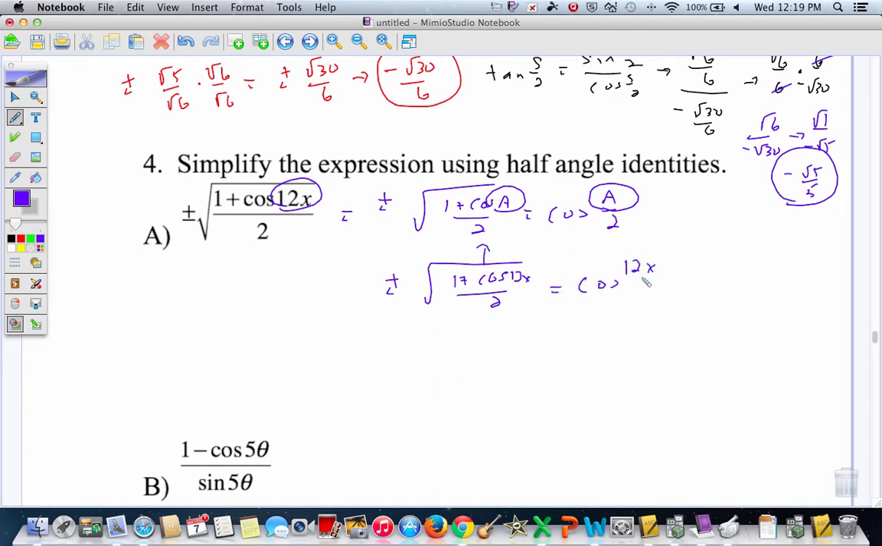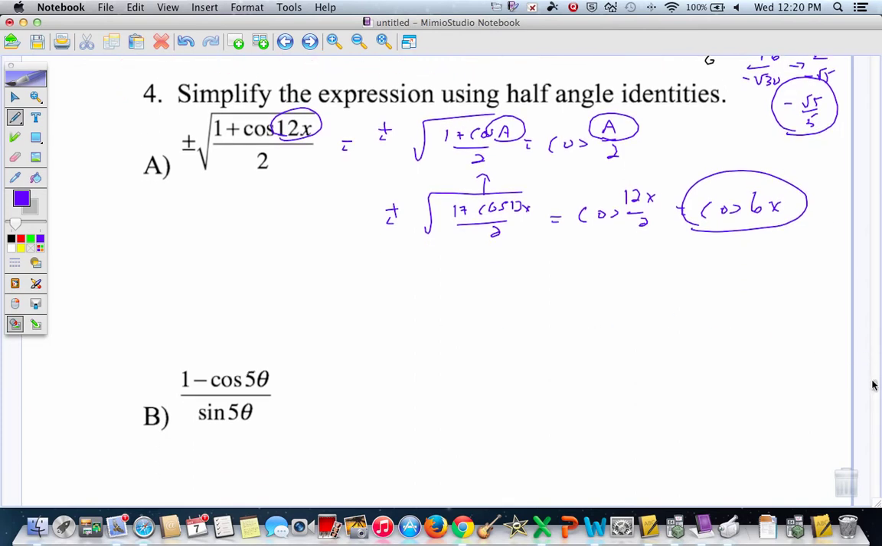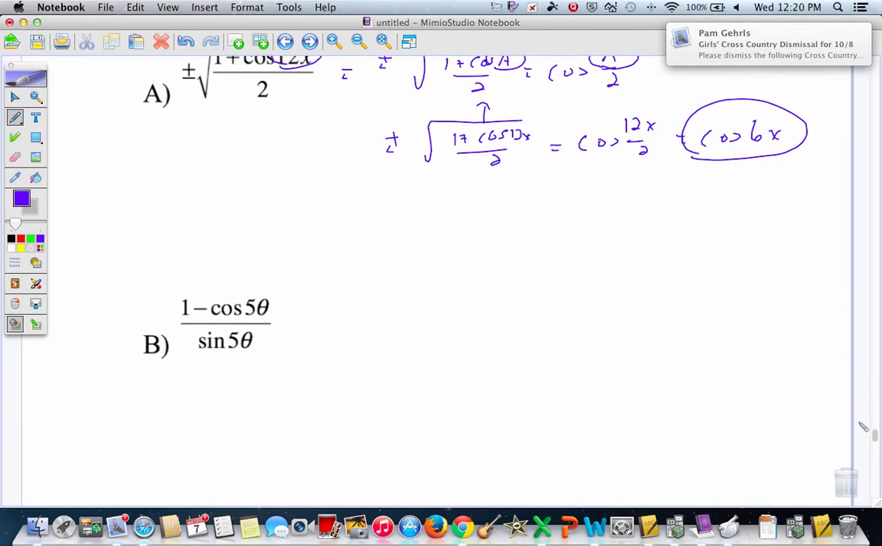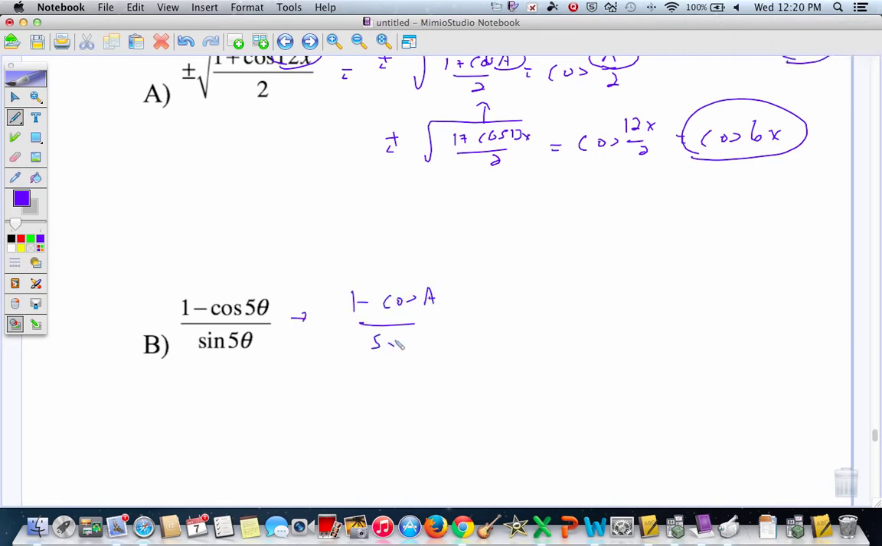12x divided by 2 matches up directly with this. So I'm going to go to this form. I have the cosine of 12x divided by 2, or the cosine of 6x. So all we've done there is work backwards from our expanded identity back to its half angle, which is the cosine of A divided by 2, or in this case 12x divided by 2, or the cosine of 6x.